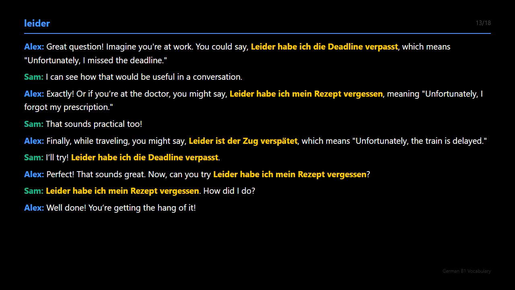Exactly. Or if you're at the doctor, you might say, "Leider habe ich mein Rezept vergessen," meaning "unfortunately, I forgot my prescription." That sounds practical too. Finally, while traveling, you might say, "Leider ist der Zug verspätet," which means "unfortunately, the train is delayed."